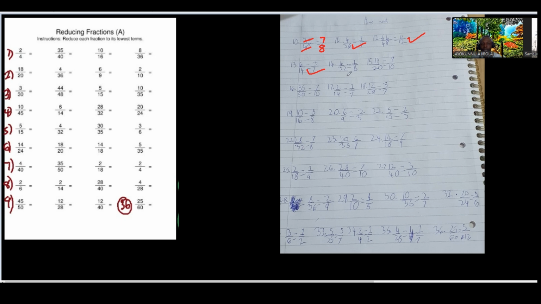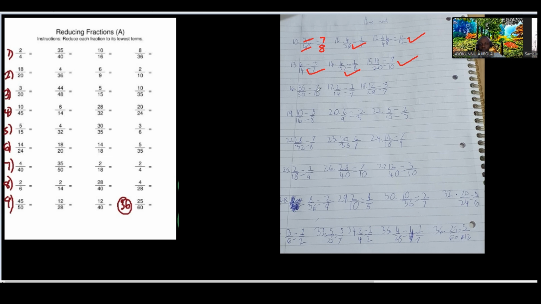Then we have 4 over 32. That's if we divide by 4. 4 in 4, that's 1. And 4 in 32, that's 8. That's correct. And the next one, 18 over 20. 2 in 18 gives us 9, and 2 in 20 gives us 10. That's also correct.